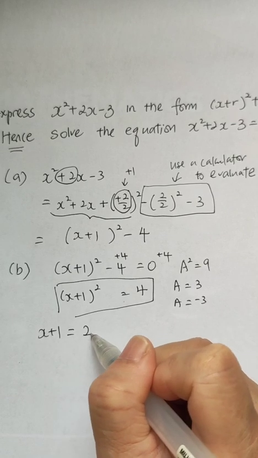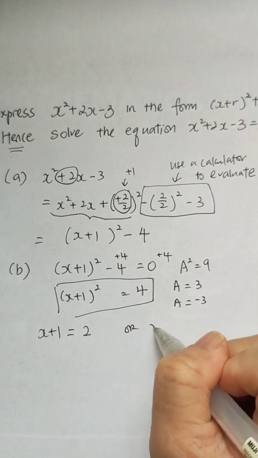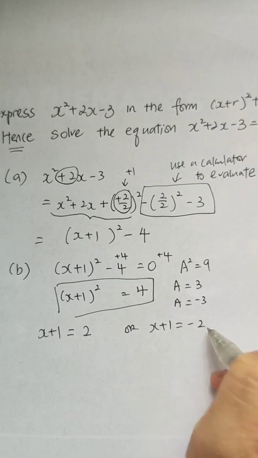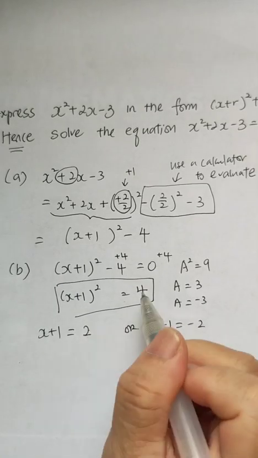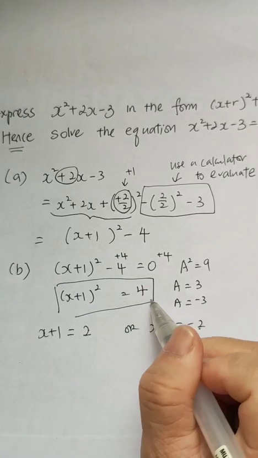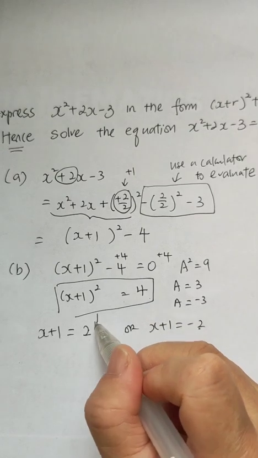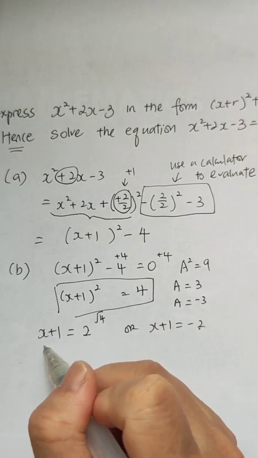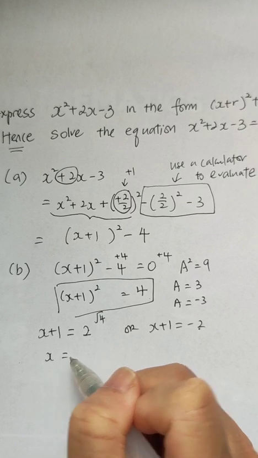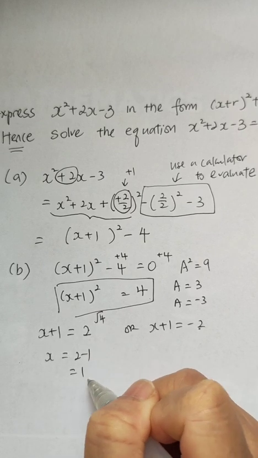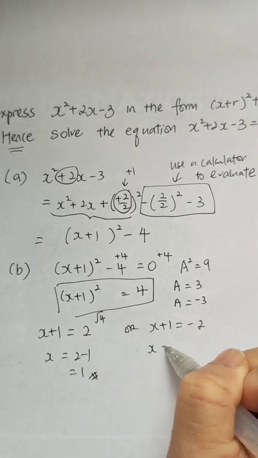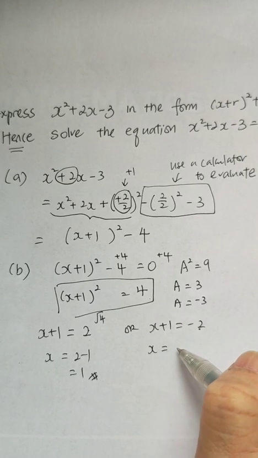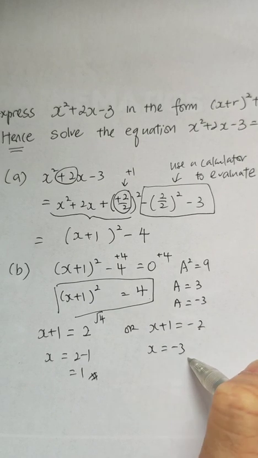One is positive 2 or negative 2, because 2 times 2 gives you 4, and negative 2 times negative 2 also gives you 4. And how do you get 2? 2 is just the square root of 4. Right, so you minus 1 on both sides, so you get x equals 2 minus 1, which gives you 1. Second answer, again minus 1 on both sides: negative 2 minus 1 gives you negative 3.